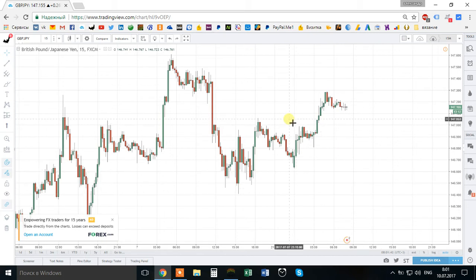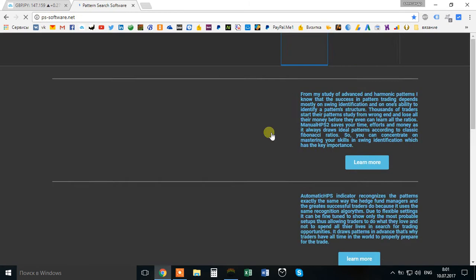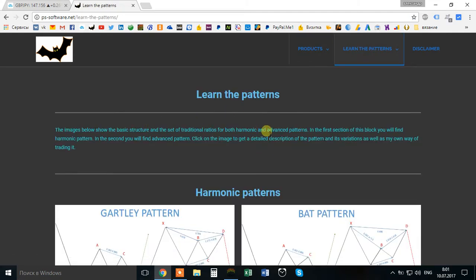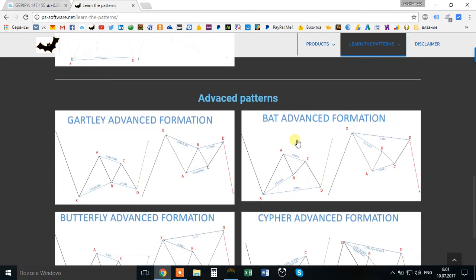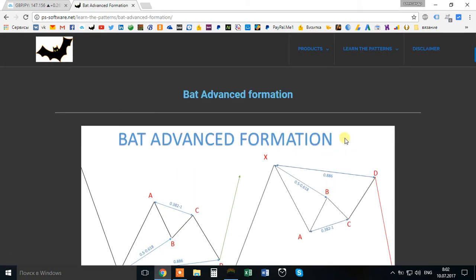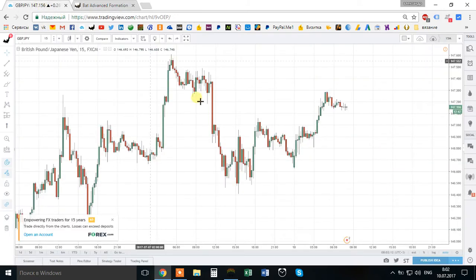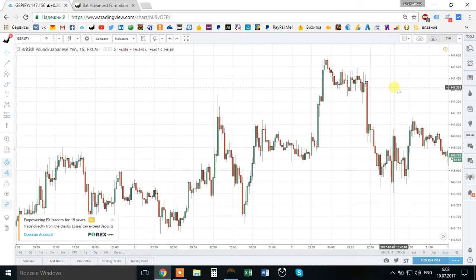Okay guys, and before we start, we need to prepare ourselves. Go to my website, www.ps-software.net, click on that Learn the Patterns tab, and you will find all the patterns that I trade absolutely for free. The information is free. We will talk about the bat advanced formation, so we need to click on that picture to have the details. This is the bat advanced formation. Okay, let's go back.